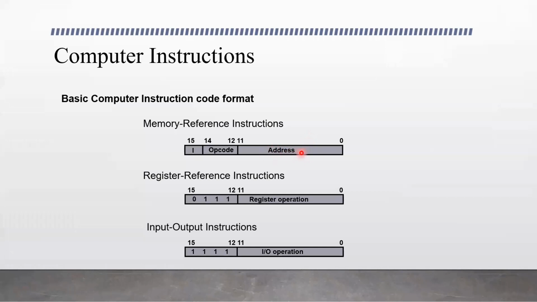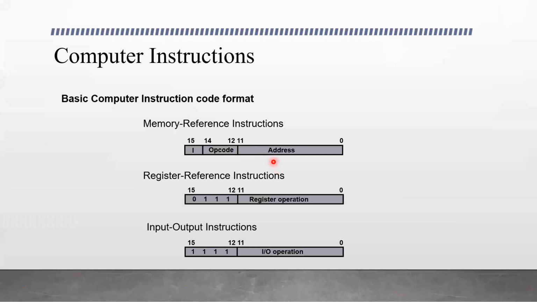If you see this format, the 12 bits, 0 to 11, are used for holding the address of the memory. The bits 12 to 14 are used for storing the operation code, and bit 15, the leftmost bit, is used for denoting the type of the address, direct or indirect address. This is indicated by the letter I, and we have the operation code and the first 12 bits.